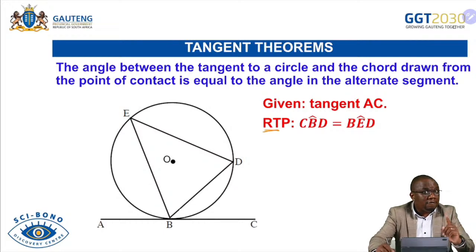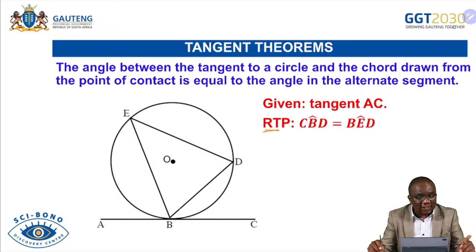Right. I hope you've managed to identify the angles. Do you see the angles? CBD and BED. We're saying these angles are equal and we want to prove that. So this proof is very, very important.